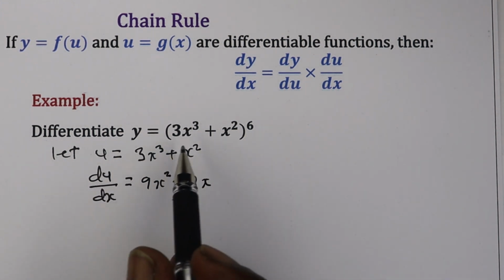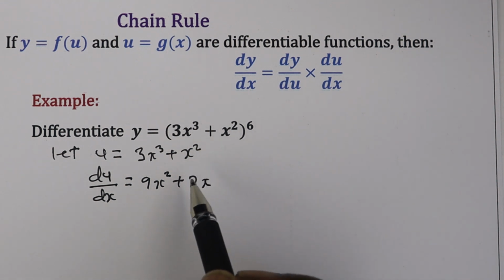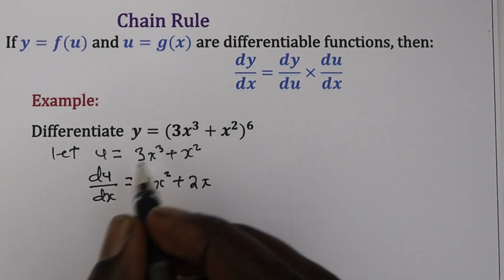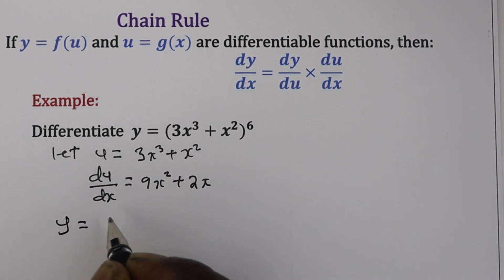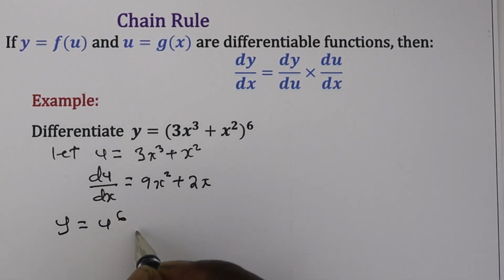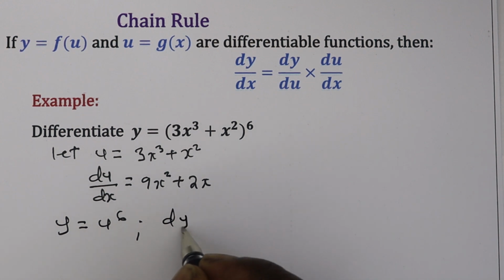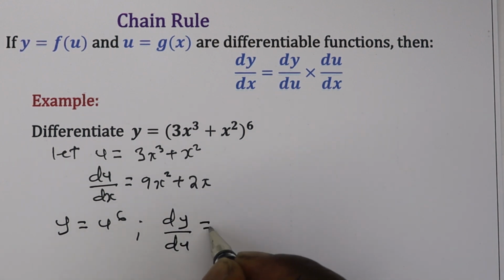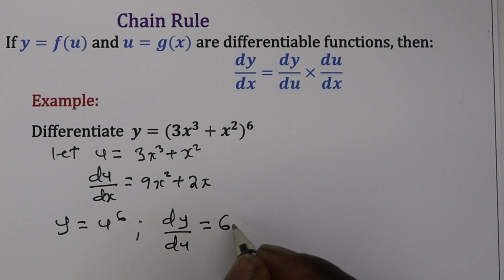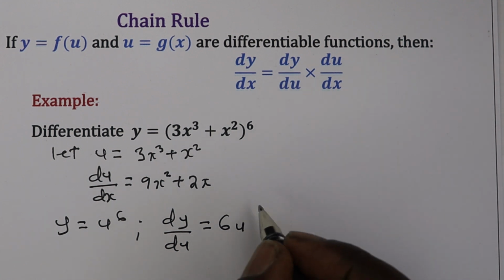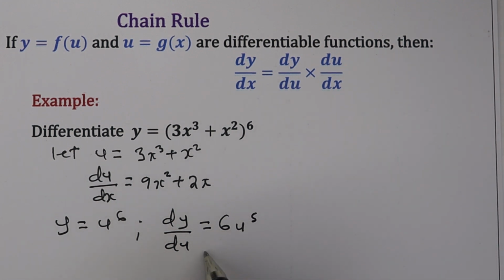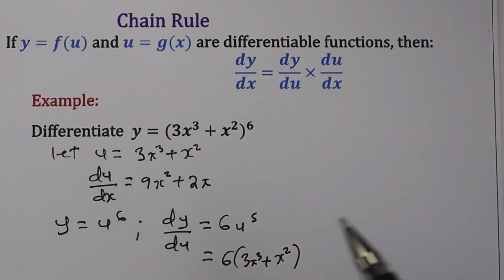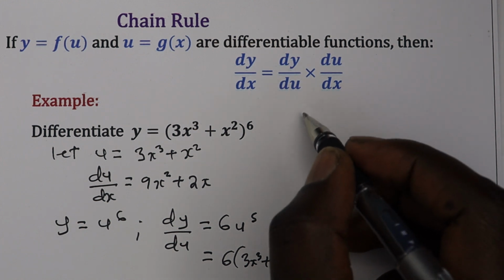So if 3x cubed plus x squared is u, it therefore means that the function that we have is y is equal to u raised to power 6. And you can get dy du from there. You multiply by the power, that is 6, u raised to power 5, which you can just write out to be 6 into u, and u is 3x cubed plus x squared. So now you have all the tools that you require. You can easily get dy dx.